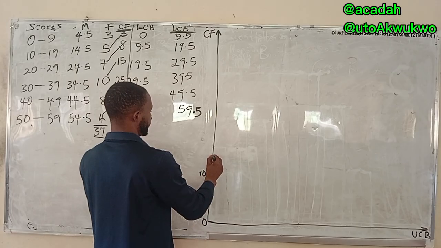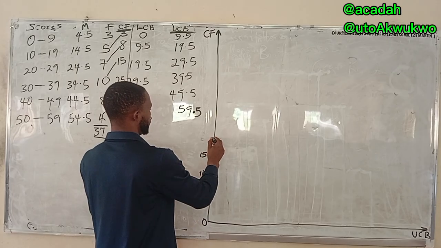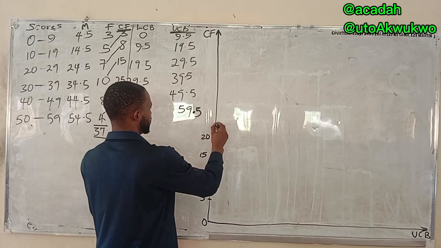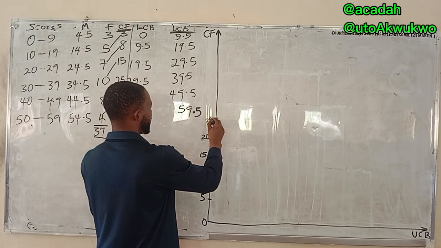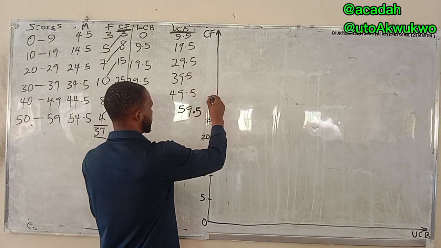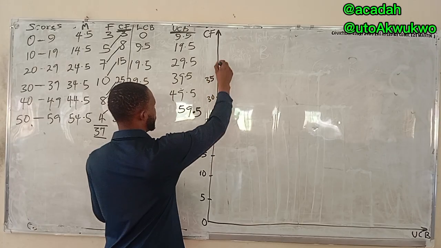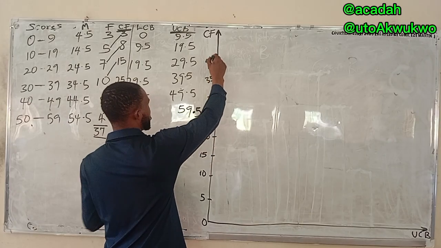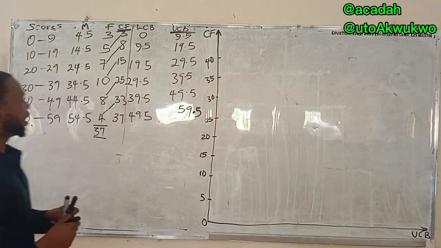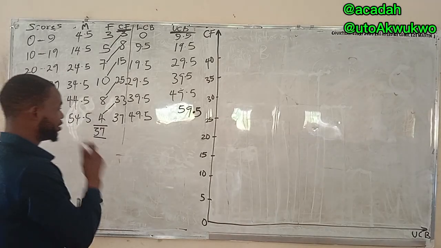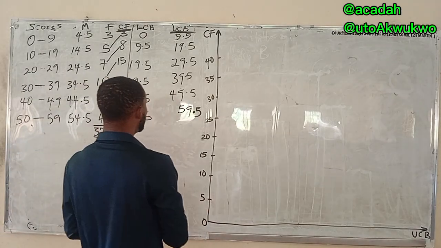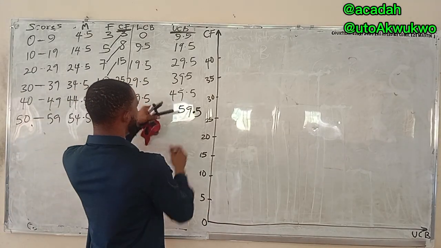10, 15, 20, 25, 30, 35. Let's say this is 40. So now, please remember what I said to use for each one. Don't mix it up so it doesn't confuse you.